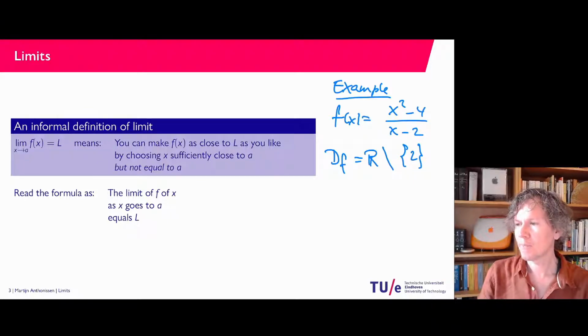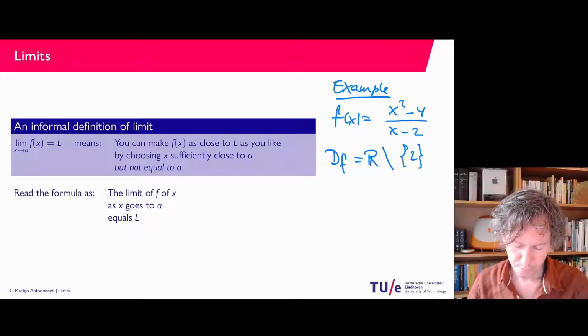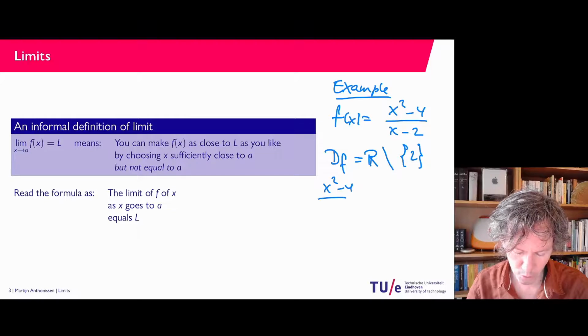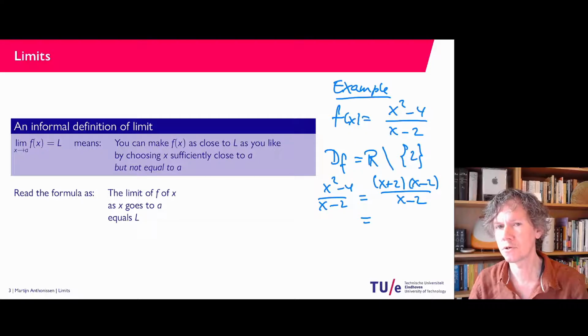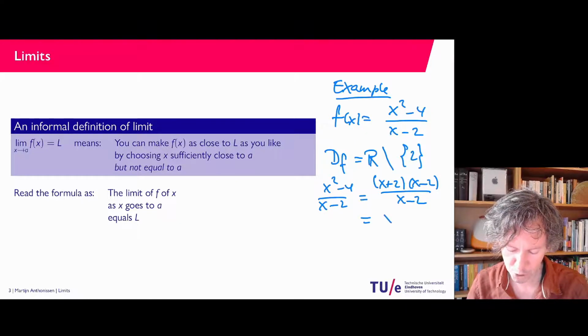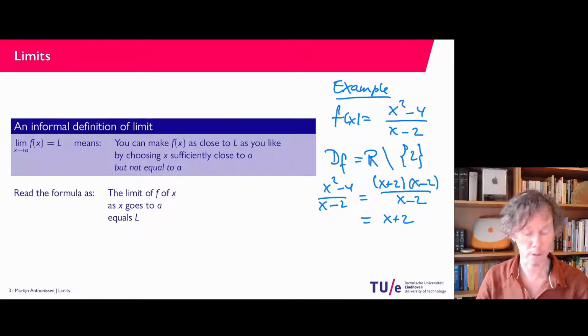Now, if you want to plot the graph of this function, then you hopefully see that we can rewrite this. I can write the numerator as (x plus 2) times (x minus 2) and then divided by (x minus 2). And you see that as long as you stay away from 2, there is no problem at all. And the function, in fact, is just equal to x plus 2. So a straight line, slope 1.